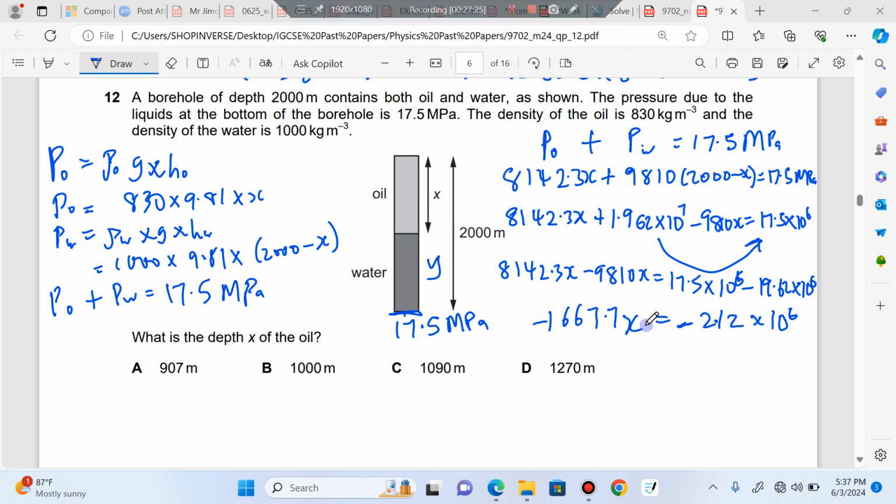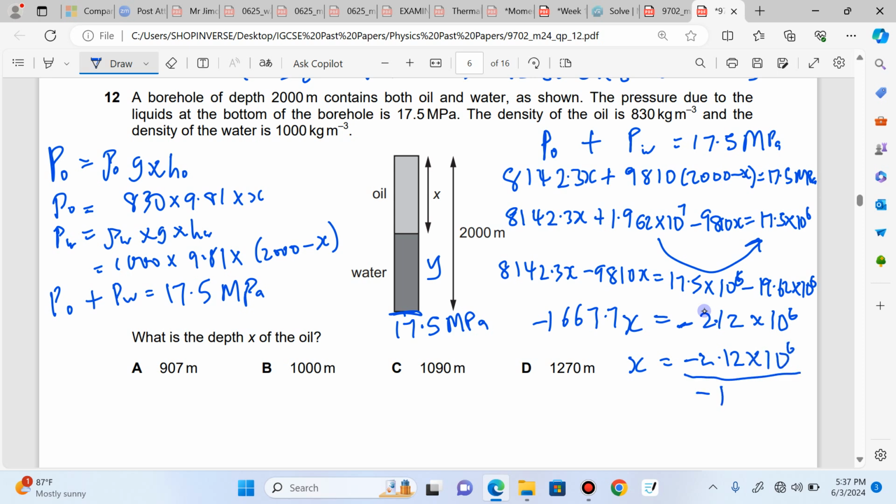So this is what I'll get. I'll get a negative answer for both sides. So my x is now equal to minus 2.12 times 10 to the power 6. I will divide this by minus 1667.7. At the end, I will have my x as 1271.2 meters. I will express my answer to 3 significant figures, okay?